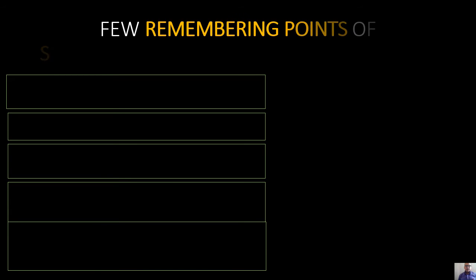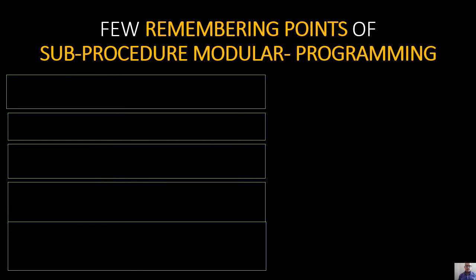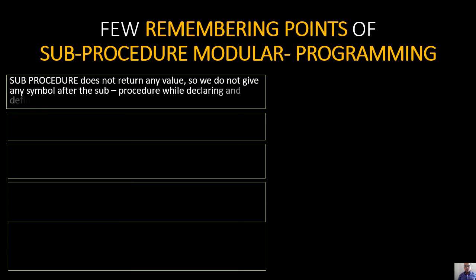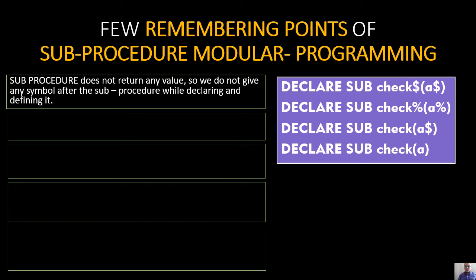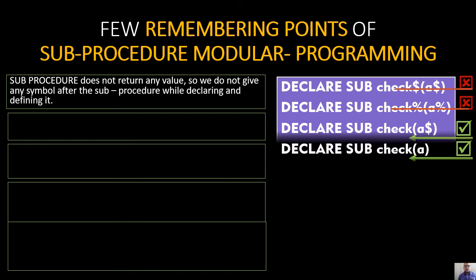Here are a few points to remember about sub procedure modular programming. The first point is that a sub procedure does not return any value, so we do not give any symbol after the sub procedure name while declaring and defining it. The examples are like DECLARE SUB A$, DECLARE SUB A%, and DECLARE SUB A. Look at the first and the second one: we no need to give these symbols. We have to declare it without giving any symbols. Okay, we'll move to the next point.